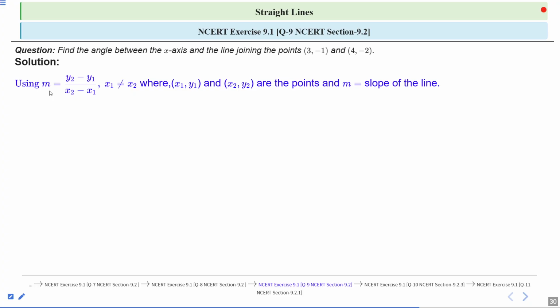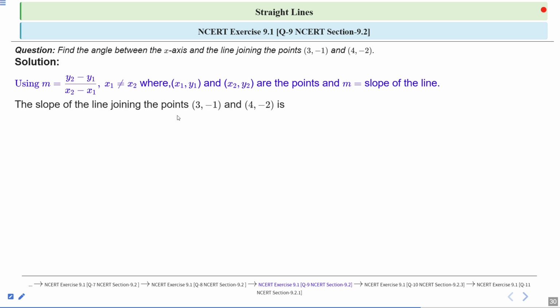Using this formula, m equals y2 minus y1 divided by x2 minus x1, where x1 does not equal x2. If x1 equals x2, then this function, m equals y2 minus y1 divided by x2 minus x1, will be undefined. That is why x1 does not equal x2, where (x1, y1) and (x2, y2) are the points and m is the slope of the line.